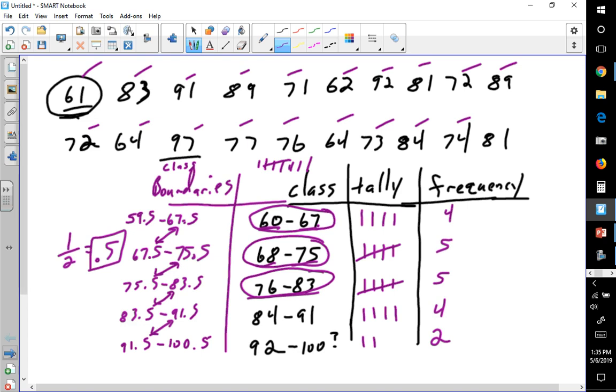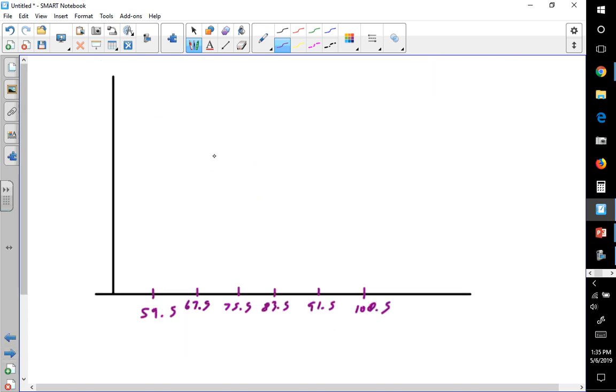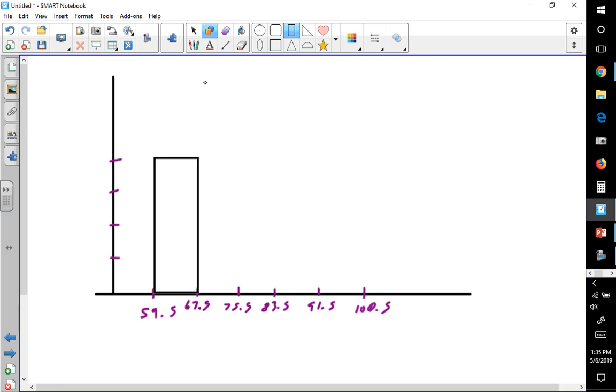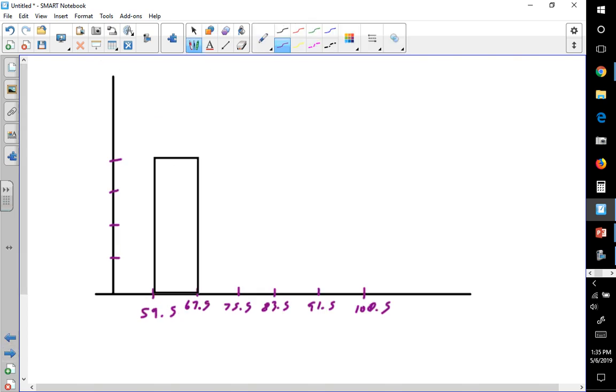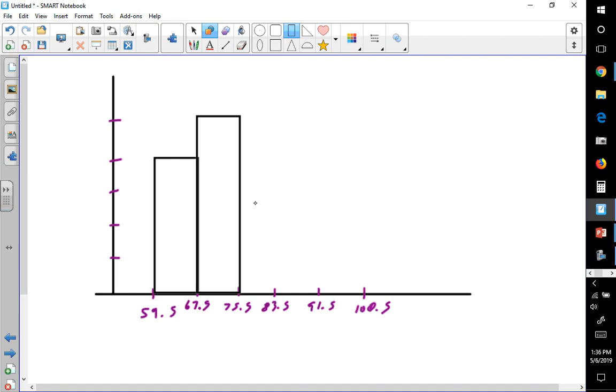Okay. So the first category contains 4. So 1, 2, 3, 4. So this first bar is going to go up to 4. The next category has a total of 5. So our bar for the next category needs to go up to 5. Then 5 again. Then 4 again. And then remember our last category only had 2.